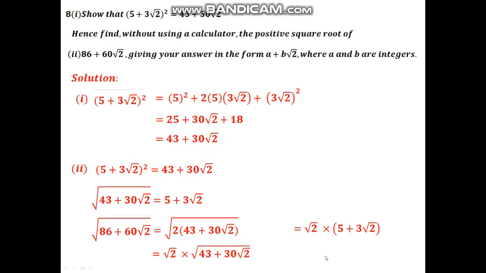So from here onwards, it will be straightforward. We just expand this. So we get 5 square root 2 plus 6. Alright. So of course, if they want it in the form of a plus b square root 2, you just need to rewrite this as 6 plus 5 square root 2. Okay. So a is basically 6 and b is 5.